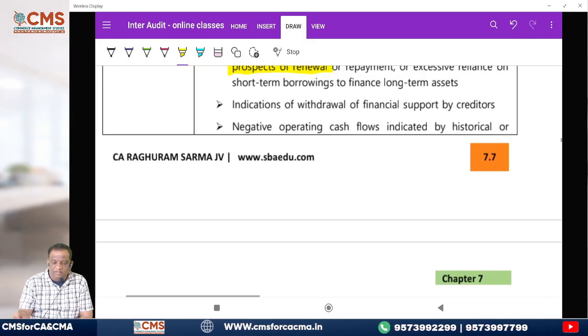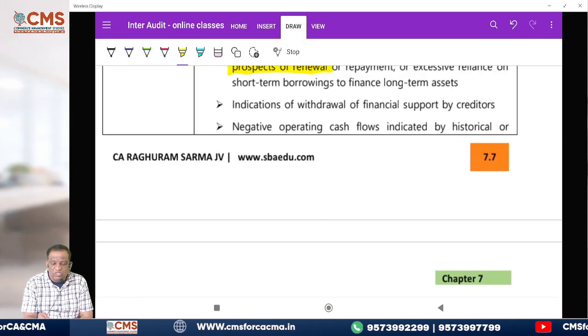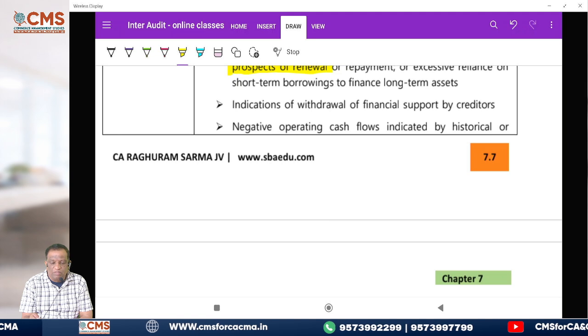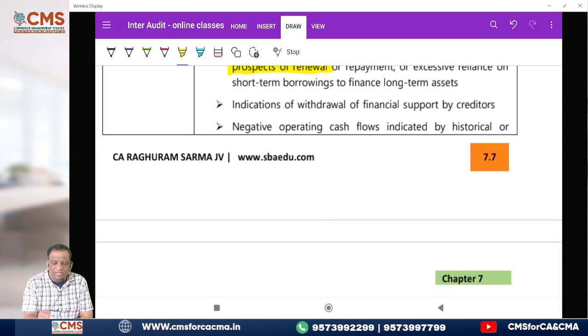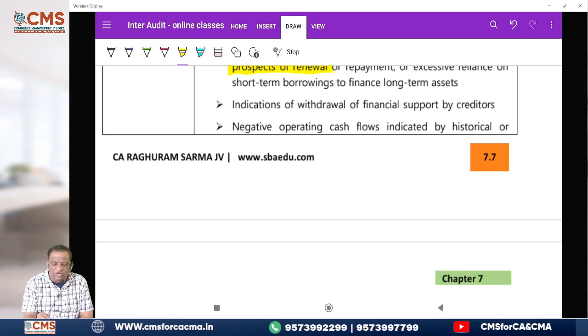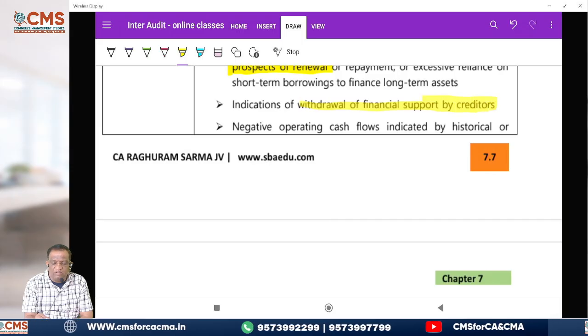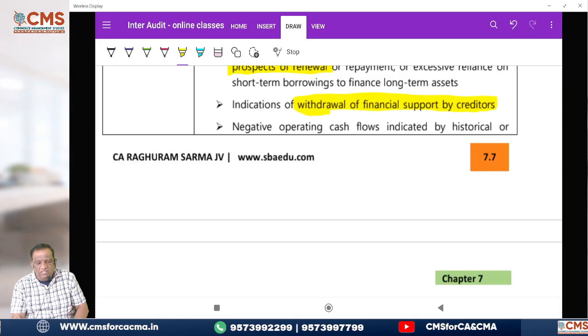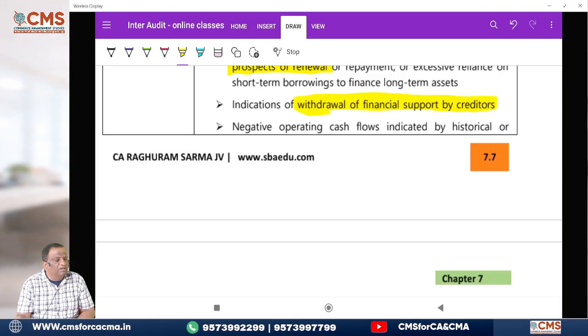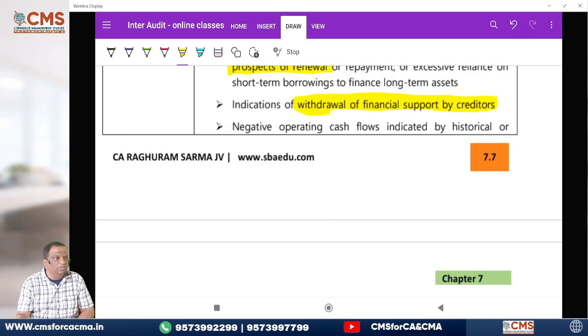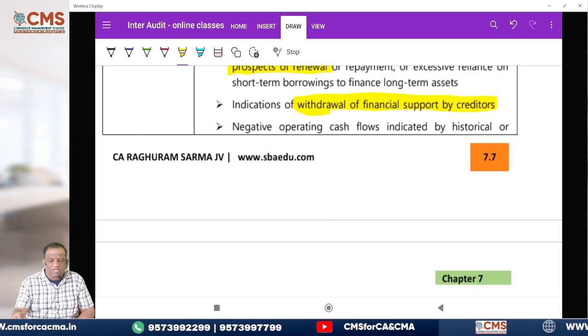And the third one, indications of withdrawal of financial support by creditors. So the creditors have started withdrawing support. When creditors start withdrawing support, it means you won't get goods on credit. So you have to pay and buy. Obviously all this will have an impact on you.